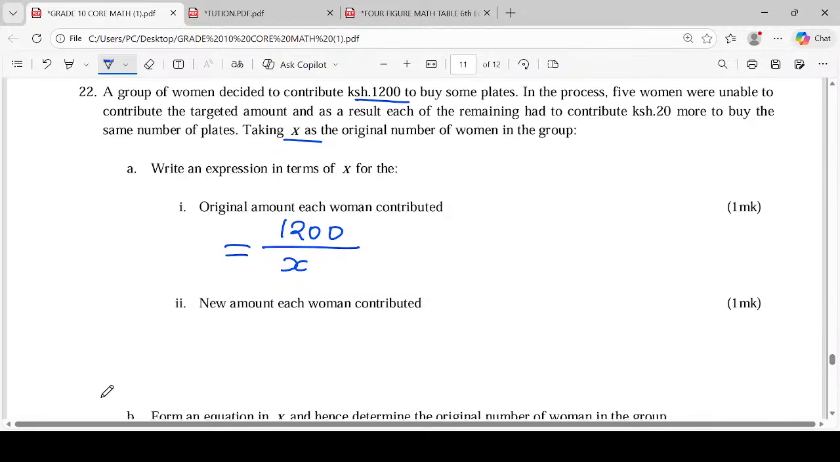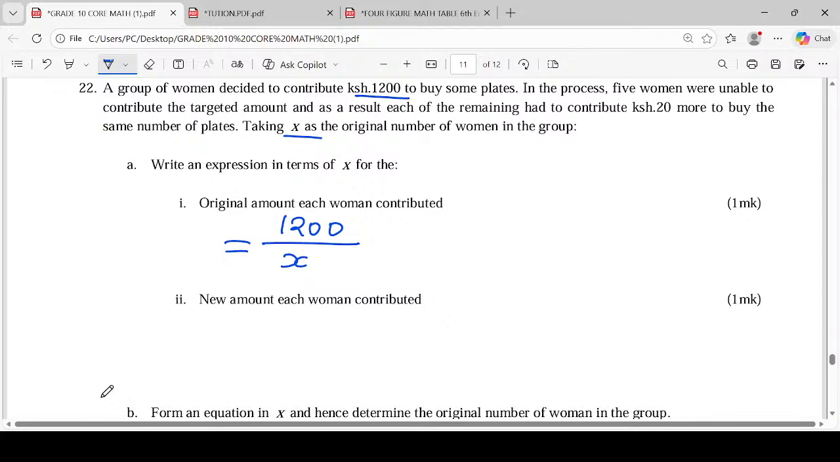Let's look at Roman 2. The new amount each woman was to contribute. Remember, even if 5 women were unable to contribute the targeted amount, each of the remaining had to contribute 20 shillings more to buy the same number of plates, meaning that they still had to contribute 1,200 shillings, but now because 5 are unable to contribute, the new number of people contributing will be X minus 5. So here, the new amount being contributed by each person will be 1,200 over X minus 5. I'm saying X minus 5 because these 5 women were unable to do the contribution.